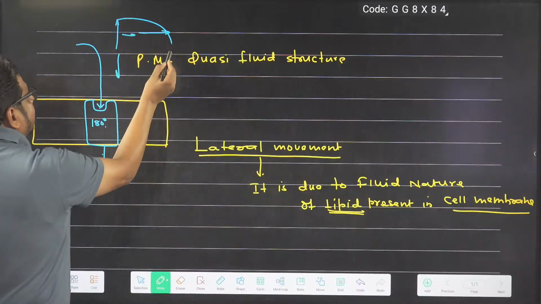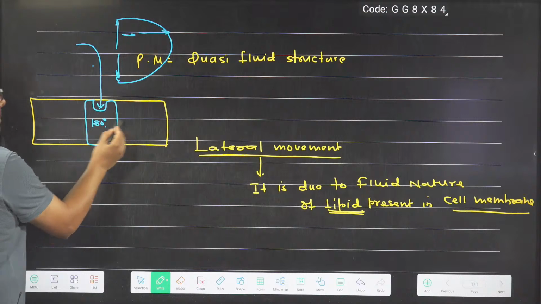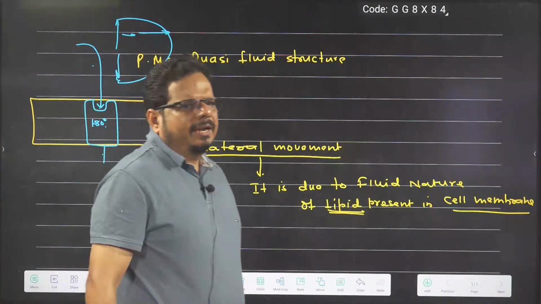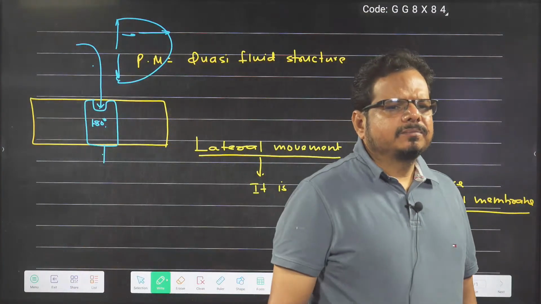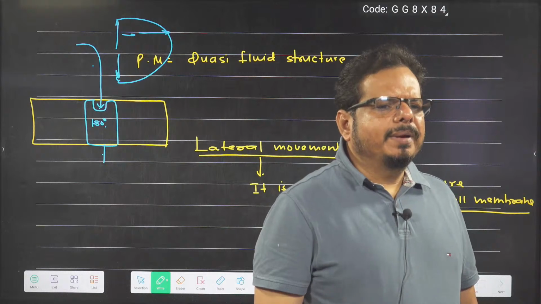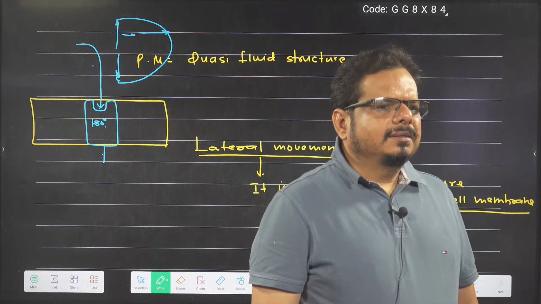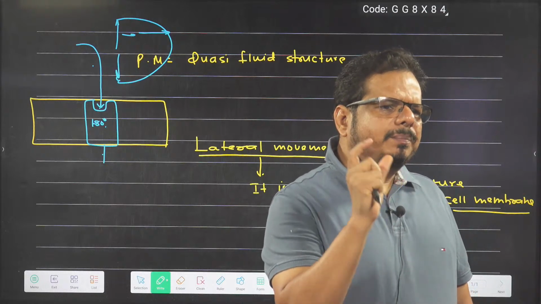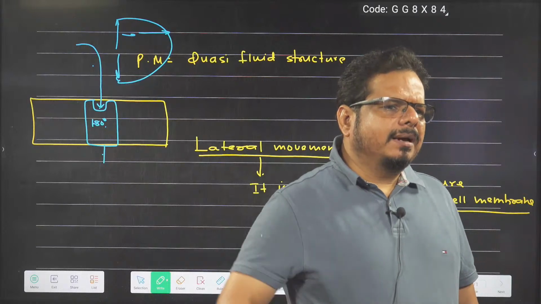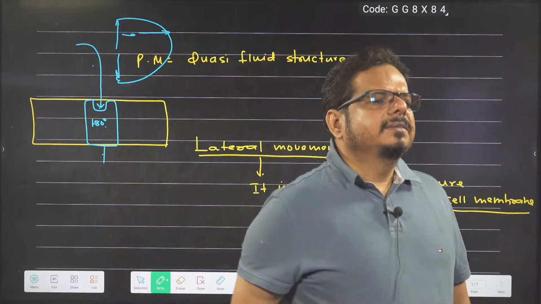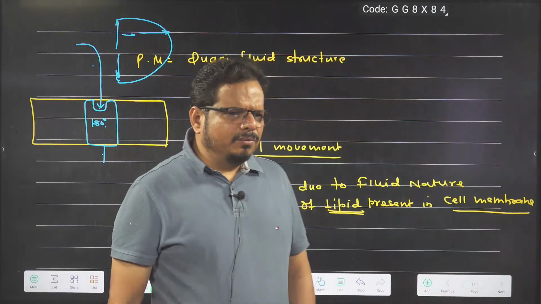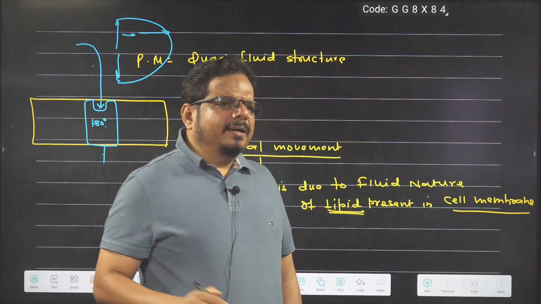So it is possible due to which particular type of movement? Lateral movement. So lateral movement of the protein. Who is going for lateral movement? Protein is going for lateral movement, occurring in which one? Lipid bilayer. So fluid nature is provided by lipid, and who is moving?